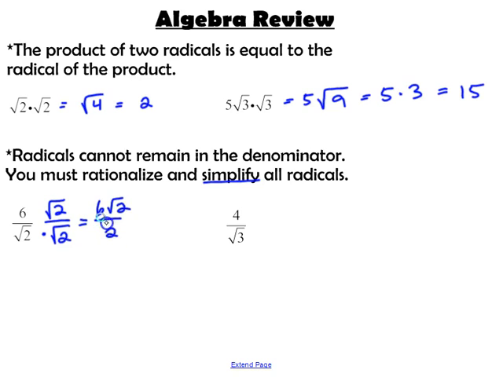So when you take a look at this, we have 6 over 2 outside of the radical. So 6 divided by 2 gives us 3. And then we have that square root of 2. So this is our final simplified answer.